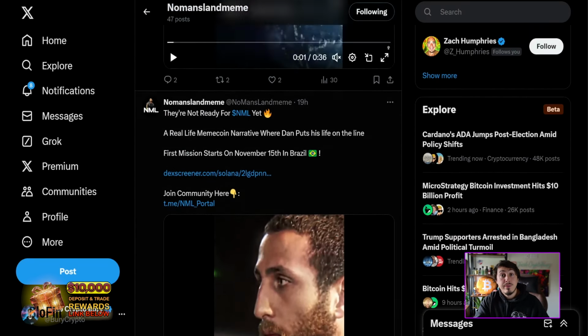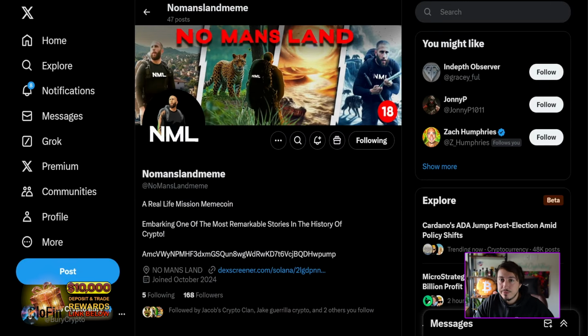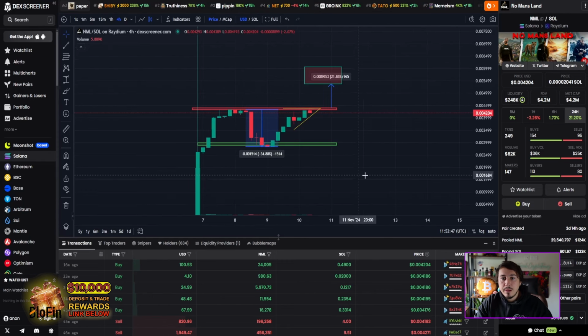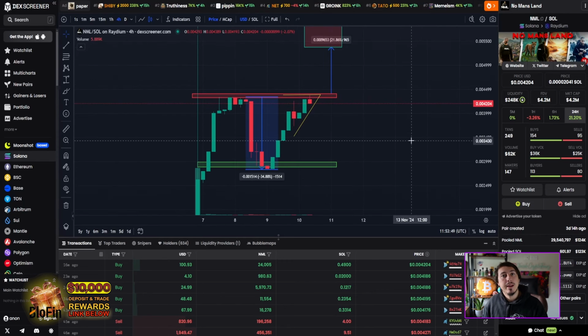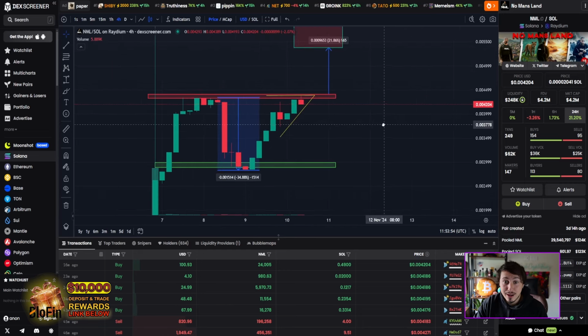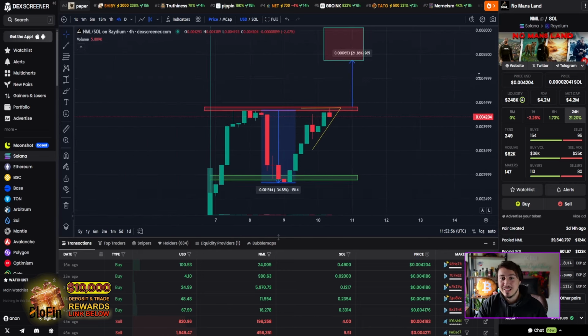So it's very new. They fly out on the 15th of November, which is basically 5 days away. So I think a lot of people are waiting to see, is this actually happening? And I think once you realize it is, this is where we can see the coin start to fly in price and become extremely bullish at the same time.